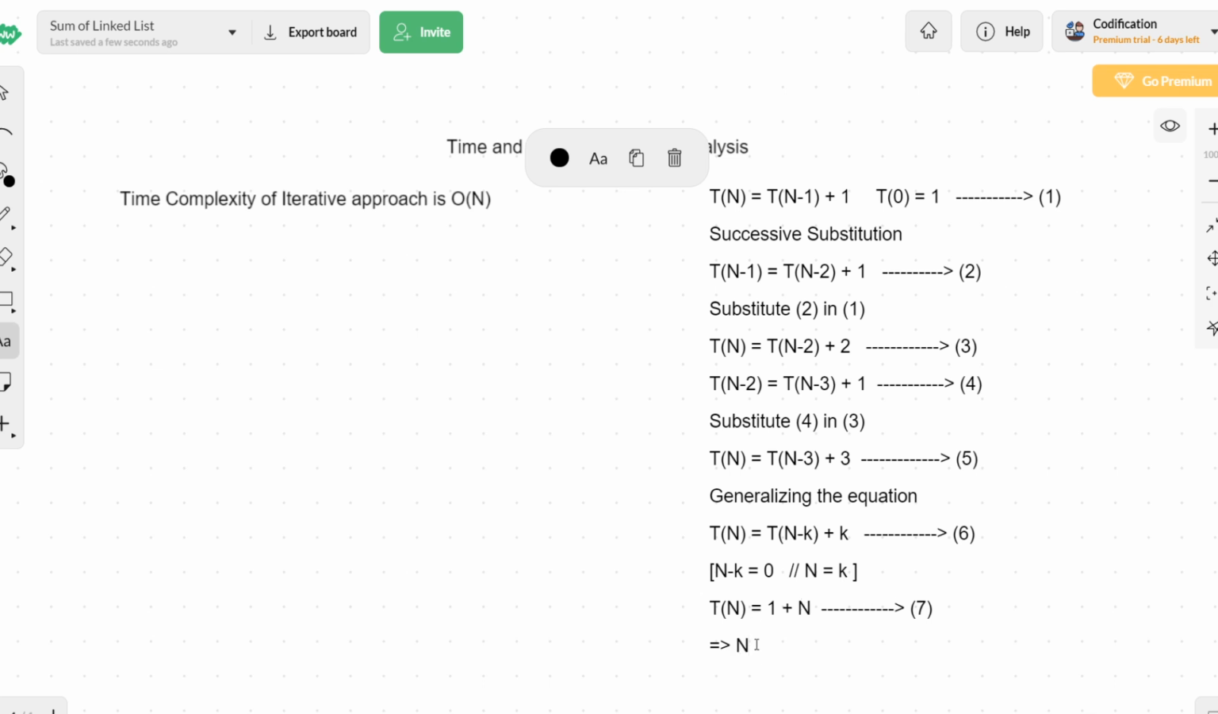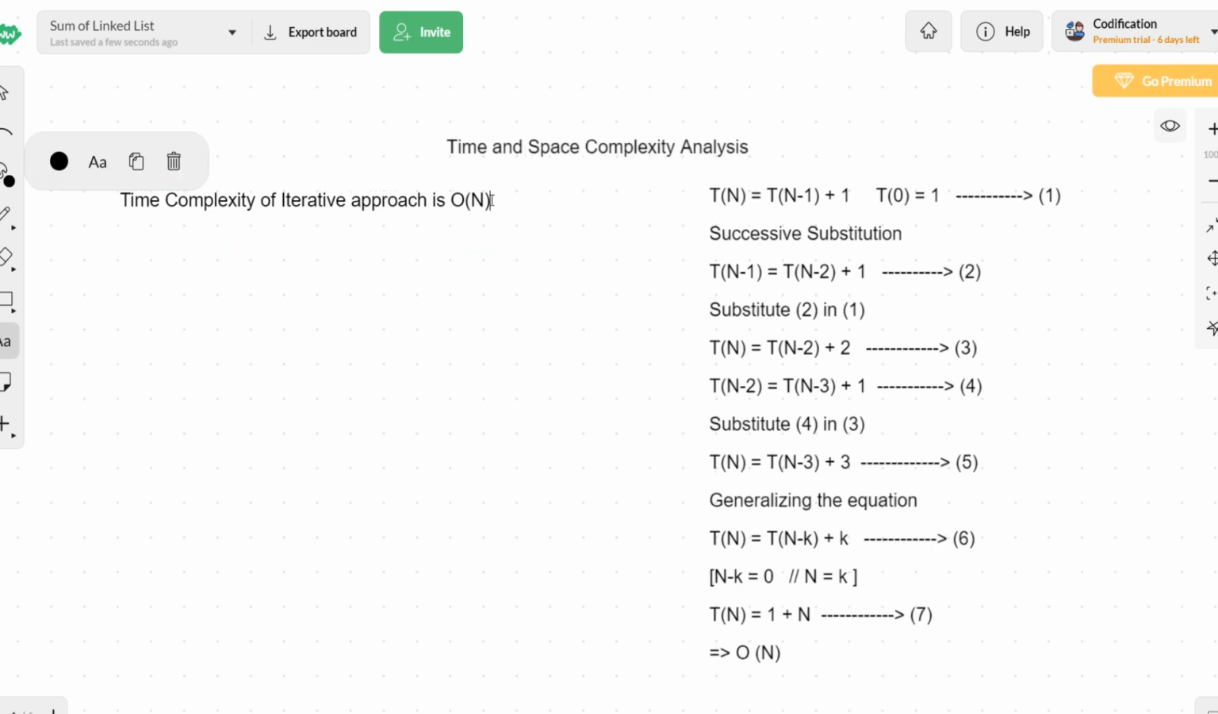Is there any constant along with n? No, there is no constant. So directly you can say that the time complexity is order of n. So the time complexity of the iterative approach is order of n, and the time complexity of the recursive approach is also order of n. So there is no difference between the time complexity of the iterative approach and the recursive approach.